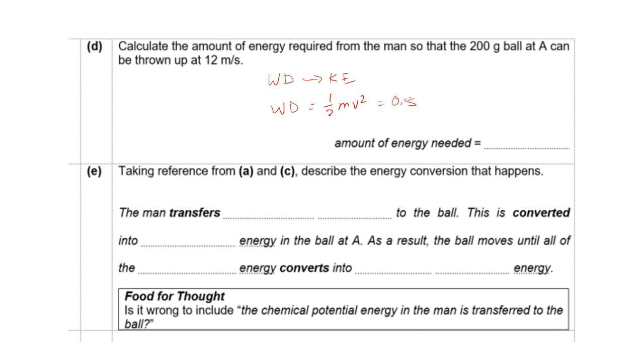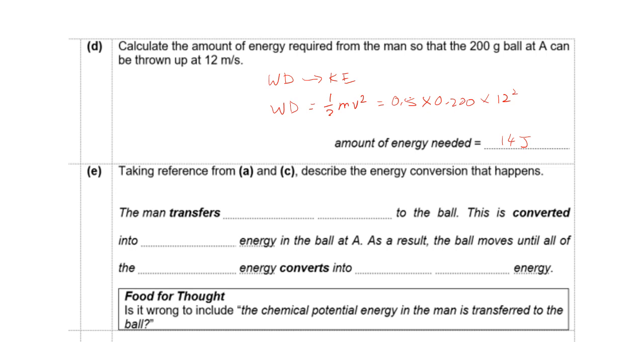Now, since the ball, remember I asked you to change to 200 grams, you will need to work with kilograms, so you have to change it to 0.200 kilogram and multiply by 12 squared. Okay, don't forget the least SF rule, and hence what we are doing here, we are actually having about 14 joules of energy required.